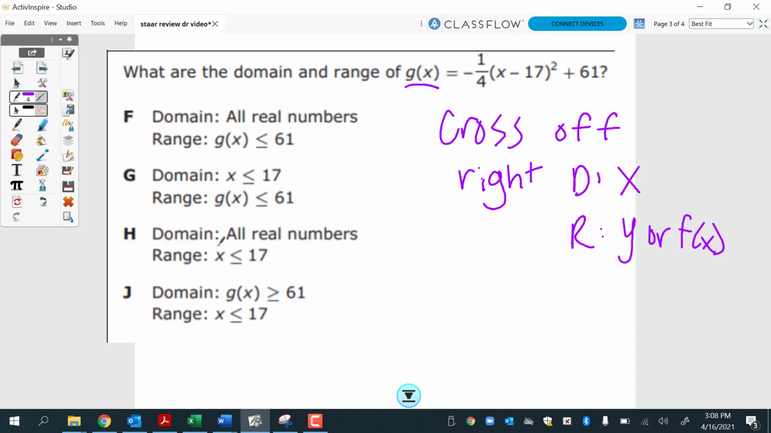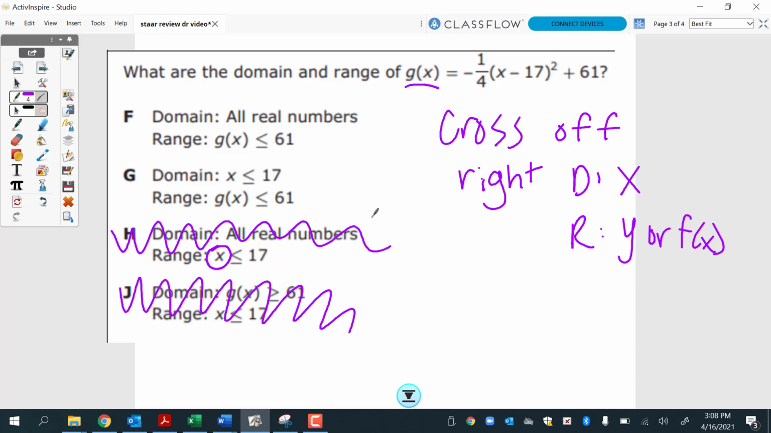Range said X. We know that is not possible. Range is supposed to say Y. So I cross off H. It cannot say X for range. In choice J, domain says g of x, which is not correct. It's supposed to say X, or it could say all real numbers. So I'm crossing this off also.